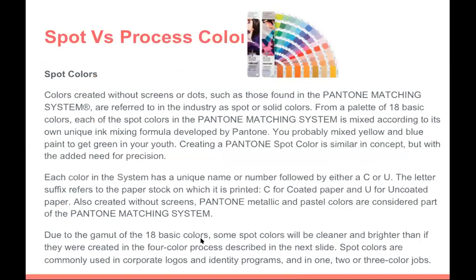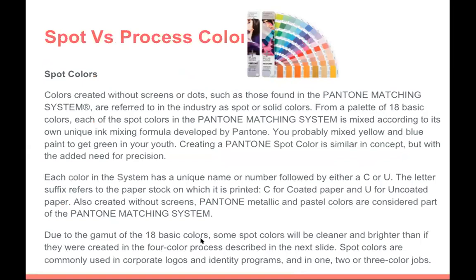So you probably mixed yellow and blue paint to get green in your youth. Creating a Pantone spot color is similar in concept, but with the added need for precision. Each color in the system has a unique name or number followed by either a letter C or a letter U. So you'll see the number and then a C or a U next to it. The letter suffix refers to the paper stock on which it was printed. If you see the letter C next to the number, it's representative of coated paper, so what the color would look like on coated paper. And if you see the U next to it, it's representing uncoated paper, what that color would look like on an uncoated piece of paper.